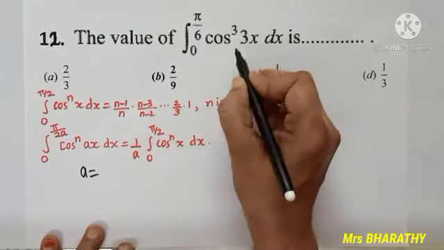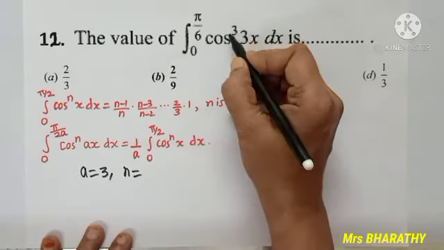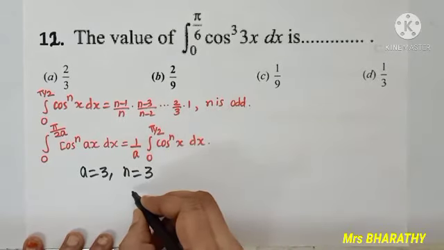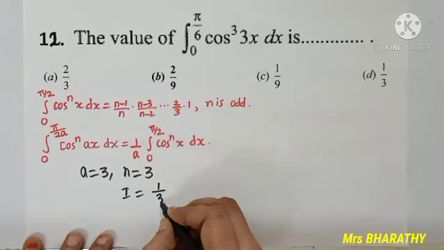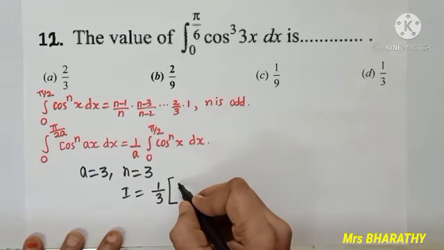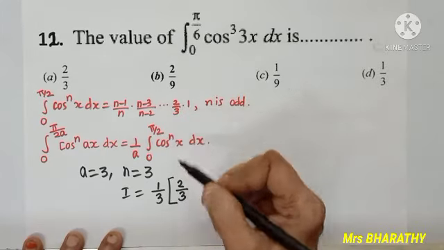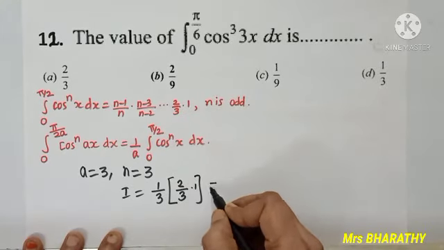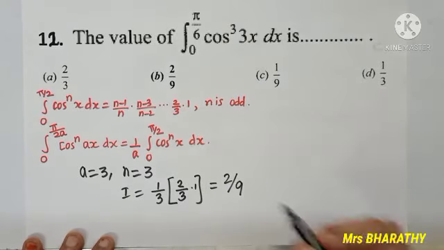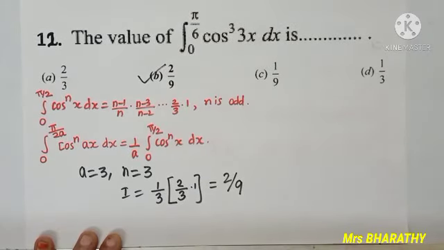In this question, a value is 3. Also, n value, the power, that is also 3. As I apply, my answer is 1 by 3 into n minus 1 by n, 3 minus 1, that is 2 by 3. First itself we get 2 by 3, so we just stop, and the final answer is 2 by 9. Option B is the right choice.